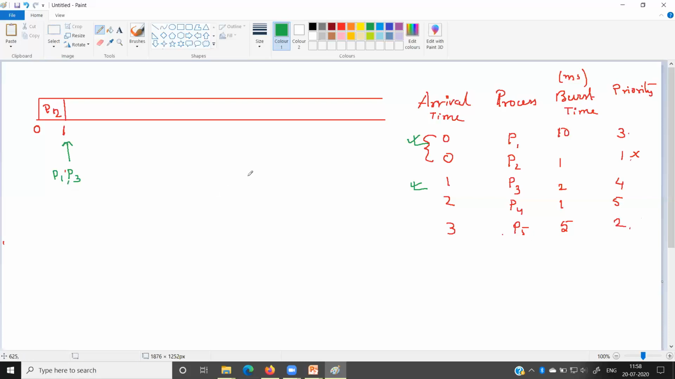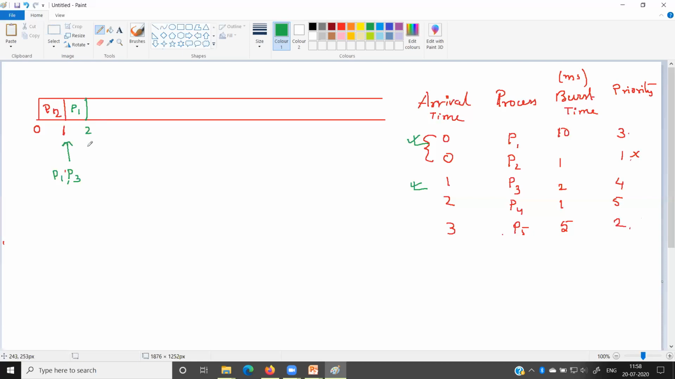Fine. Now between P1 and P3, which process will be assigned to the CPU based on the priority? Priority of P1 is 3, priority of P3 is 4. So definitely P1 will get the chance first, and it will execute for 1 unit of time. So the next time slot will be 2.